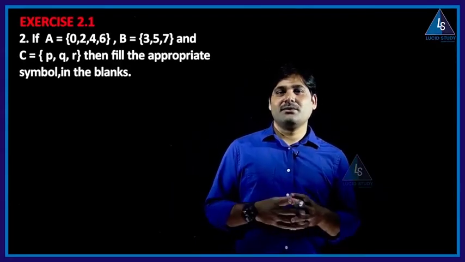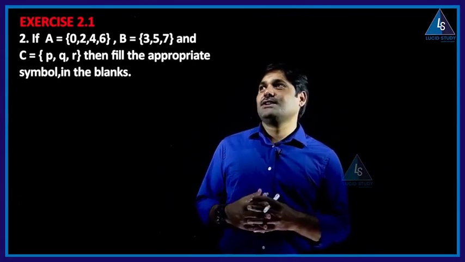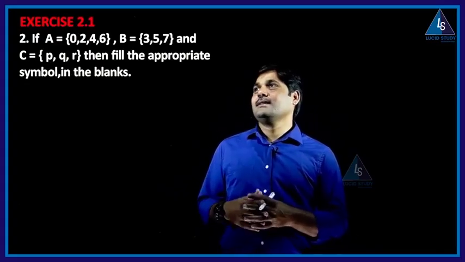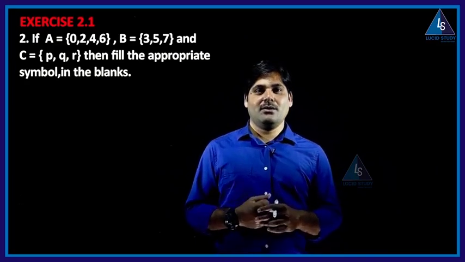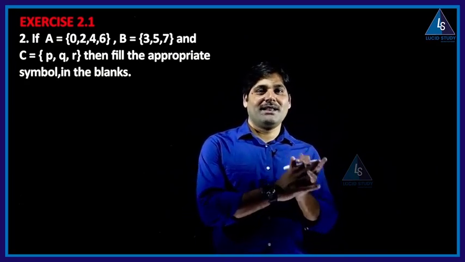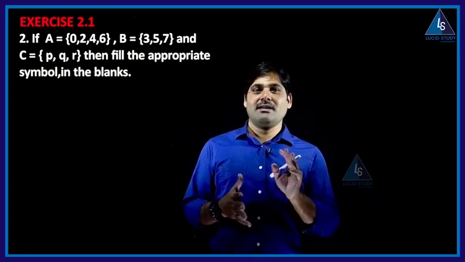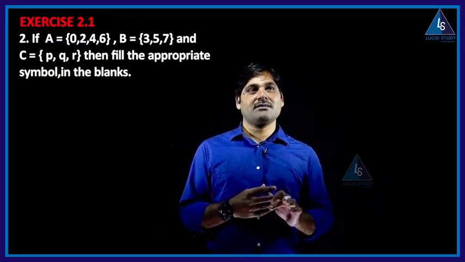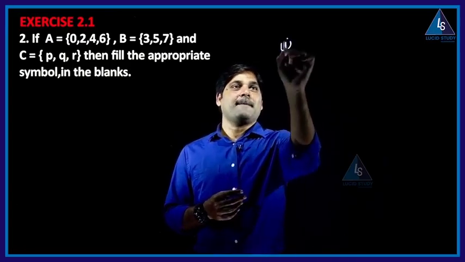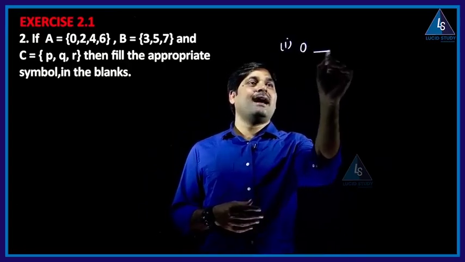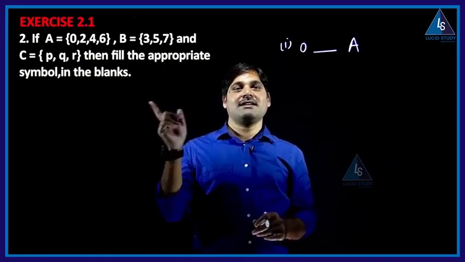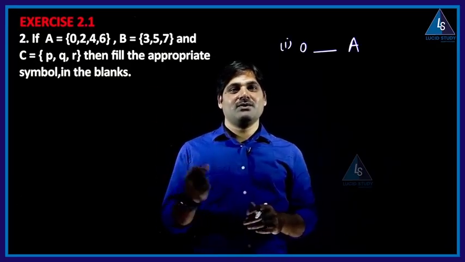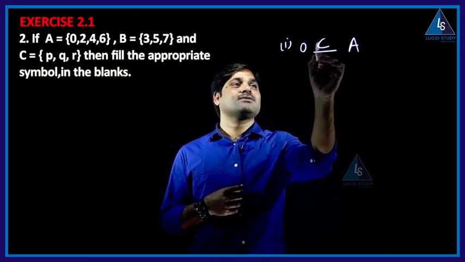So 3 sets were given. So what are those? A is 0, 2, 4, 6. B is 3, 5, 7. C is given by P, Q, R. Okay. Now we need to fill the blanks by using the symbols belongs to or not belongs to. So first question is 0 dash A. Now tell me, 0 is in the set or not? So it is there in the set. So what we will write? It is belongs to A.